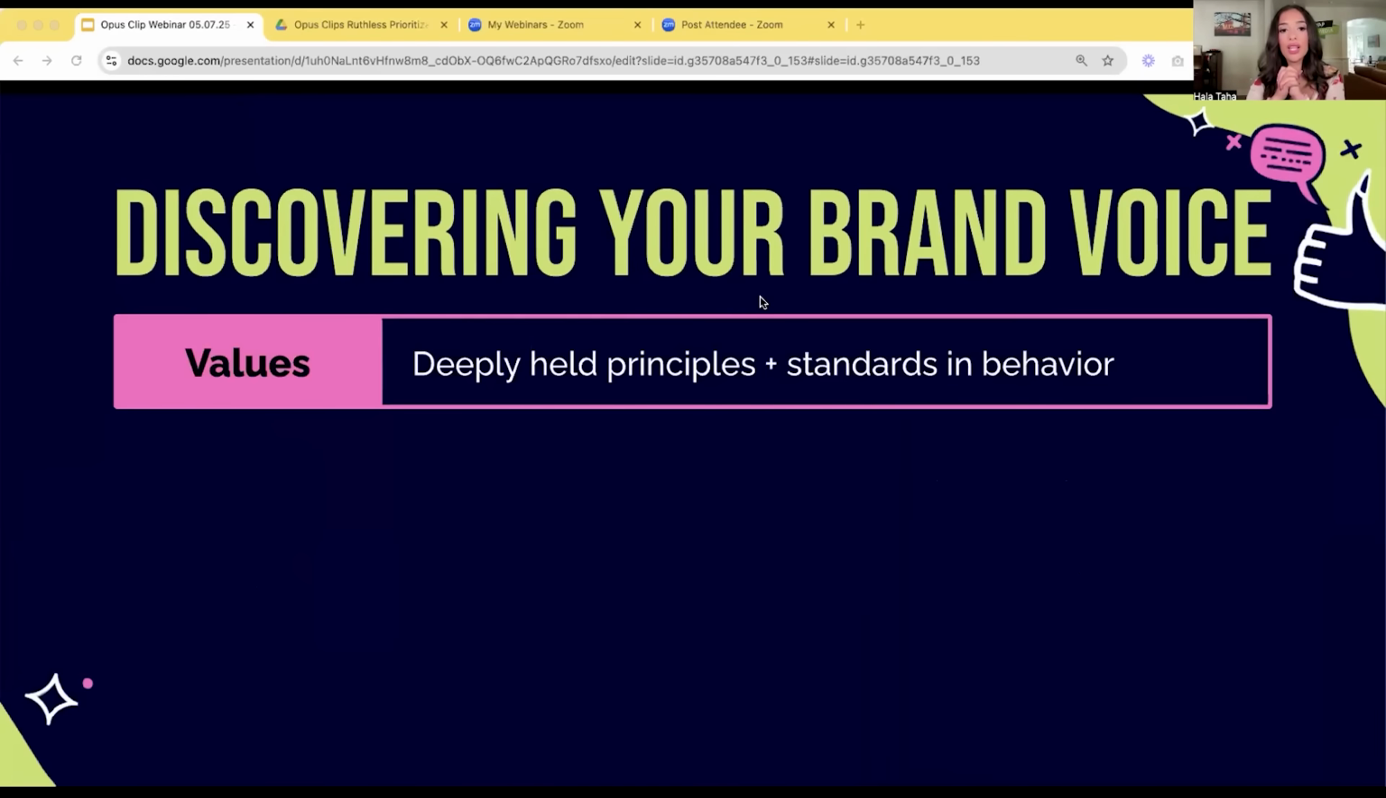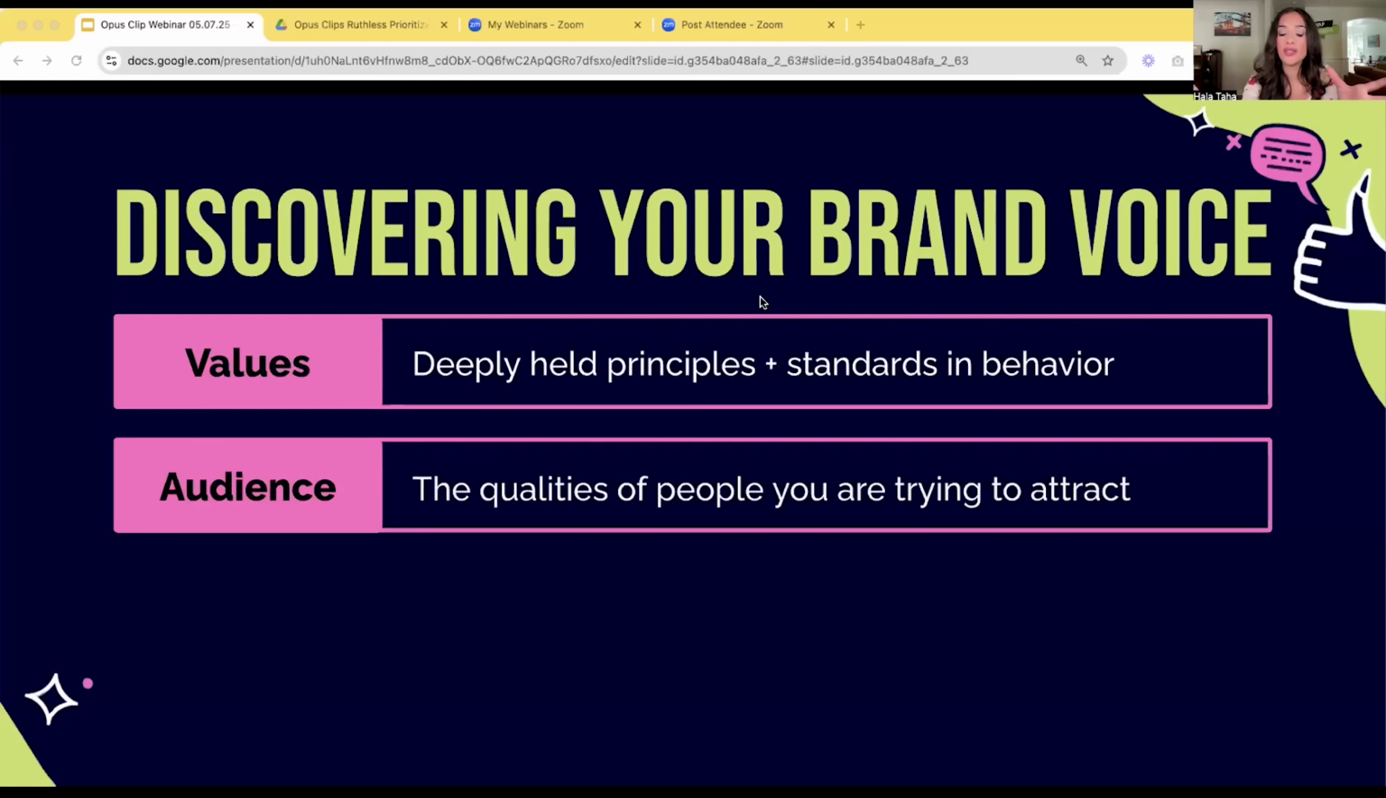So let's start off with just going over what the four pillars are. Number one is values. When you are trying to outline your brand voice, you need to decide, what do you stand for? What are your standards in behavior? What are your deeply held principles? Who are you? Okay. So values is number one.